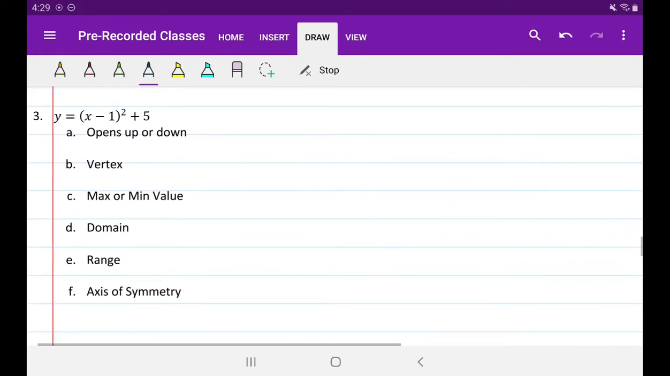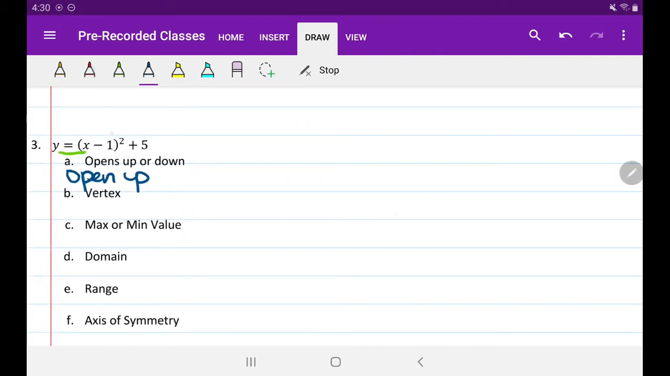Now number 3 is in vertex form. So this one should be easy to find our vertex. But first off, we want to identify if it opens up or down. And the a term is hidden. It's that imaginary one, or that one that you can't see that's hiding in front of the parentheses. So you can see that's a positive one there. So this is going to open up. And so your vertex, well, your vertex we can just pull right out of this.